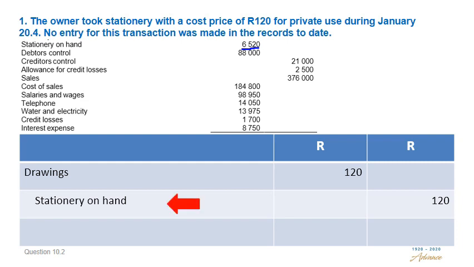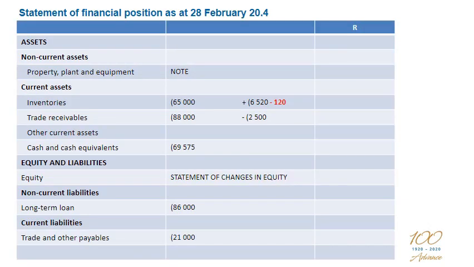Stationery on hand is the item that we have in our statement of financial position. Remember, drawings will influence the statement of changes in equity. So I will deduct 120 Rand from the inventories amount that I started out with in the bracket.